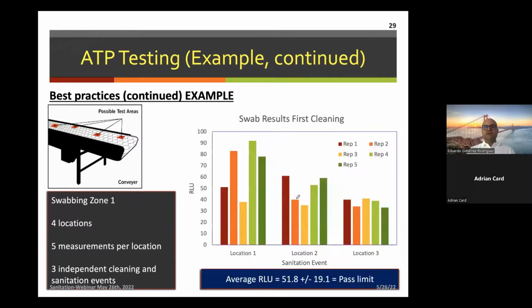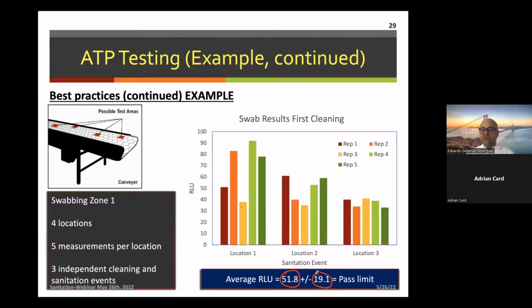So how does this look? Here's an example. In location one, we took 5 replicates. Some of them had 50, some had 80, some had 30, some had 90. The goal is that after you do all these 15 measurements, you take an average and a standard deviation. For these 15 measurements, it's 51.8 with a standard deviation of 19.1. That is basically going to be your pass limit criteria.